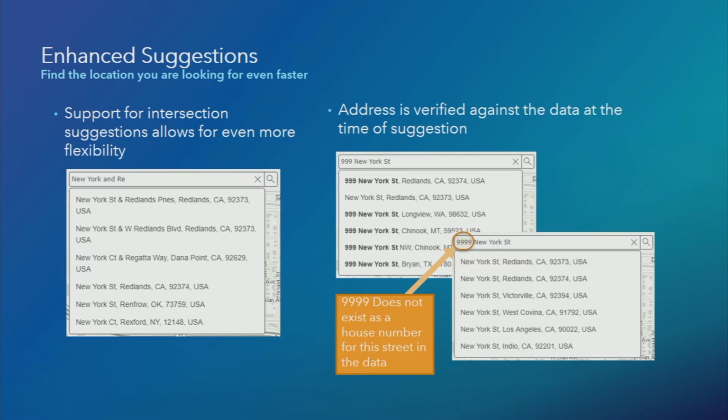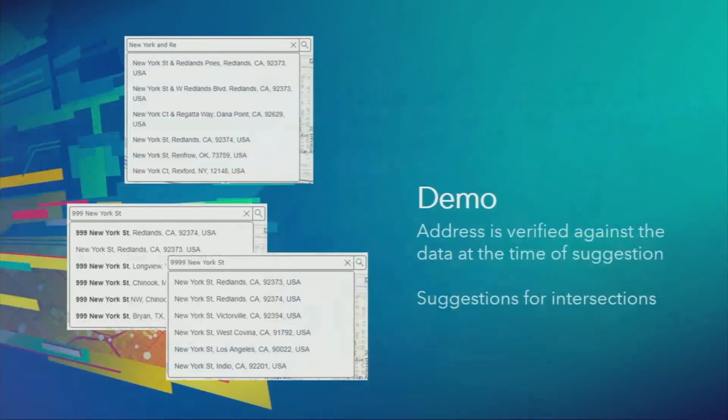They wanted to know when an address that was typed into the UI really existed in the data, and they wanted to see a suggestion that was consistent with that. So that capability has been added into the system and is available to take advantage of today. So Brad's going to show us a quick demo of how address validation works in our suggestions capability.